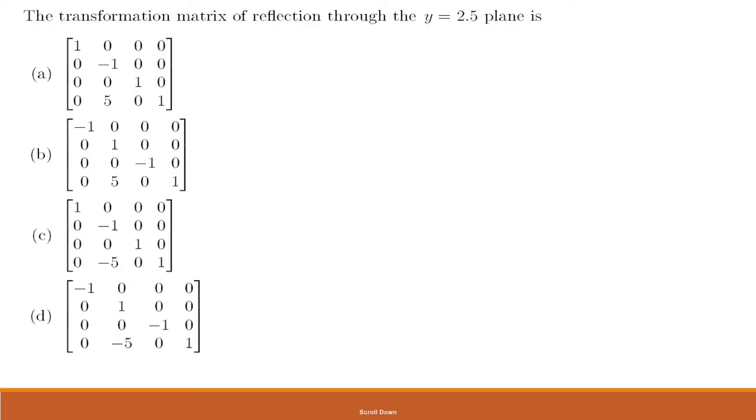Again, the next one is the transformation matrix for reflection through the y = 2.5 plane. Okay, so first of all you have to translate it so that it gets mapped to the y = 0 plane, then reflect across the y = 0 plane, and again translate back to its original position. So first of all, let us do the translation in the y coordinate by 2.5. Let us see what will happen.